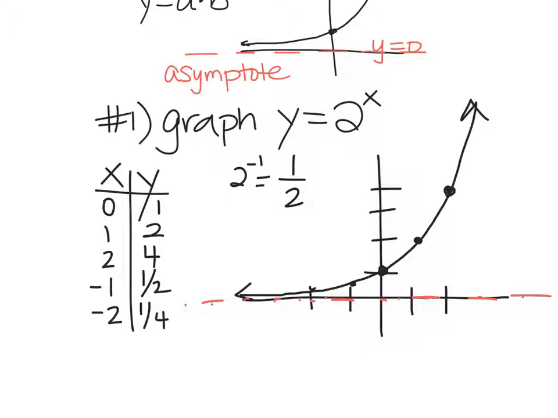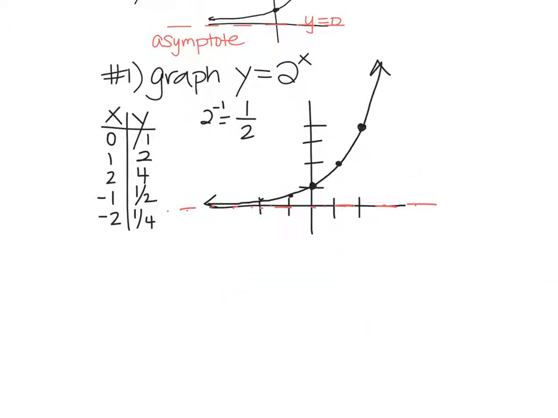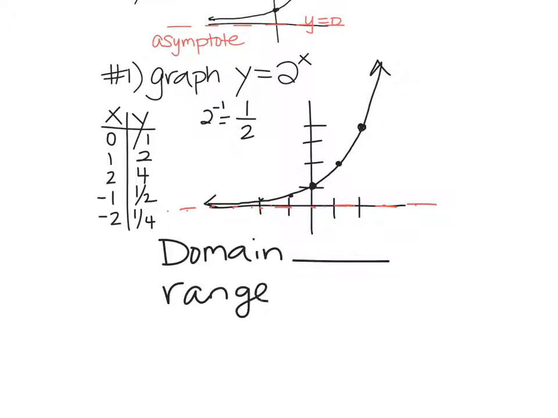Ooh, let's talk about domain and range real quick. Domain and range. Okay. Now domain are the x values. On this graph, are there any restrictions to what I can plug in for x? No. I can plug in 0, I can plug in positives, and I can plug in negatives. So the domain for exponential functions is all real numbers.